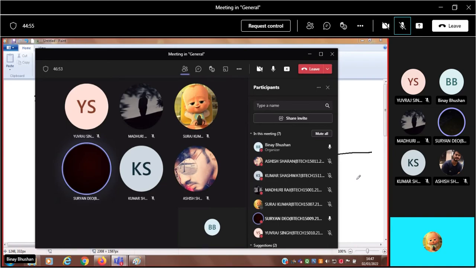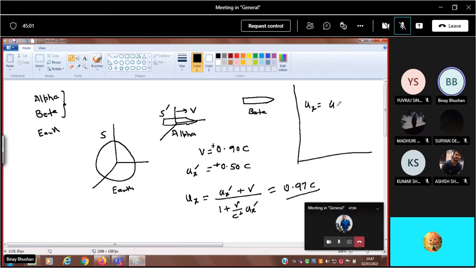Sir, ux dash plus v. Ux prime plus v, yes. This will be ux prime plus v, and ux prime is given as 0.50 c and v is 0.90 c. So this will come out to be 1.40 c. What you can conclude here for ux equal to 1.40 c? According to Galilean transformation, the velocity of spacecraft Beta with respect to Earth is 1.40 c.